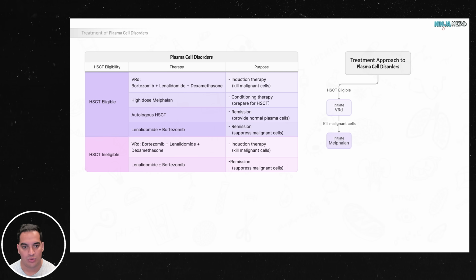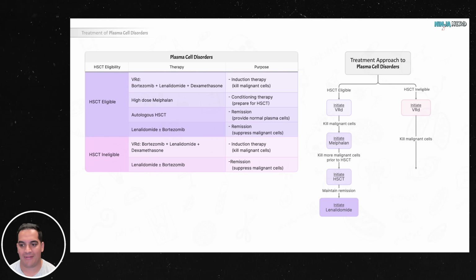After you condition them, you give them the bone marrow transplant. And after they obtain remission, what do you do? You maintain with lenalidomide plus or minus bortezomib. If they're not eligible, you just do VRD. And that's going to hopefully nuke a lot of these malignant cells. But after that, what do you do? Your design is to maintain remission. And then what are you going to do? You're going to do lenalidomide plus or minus bortezomib.